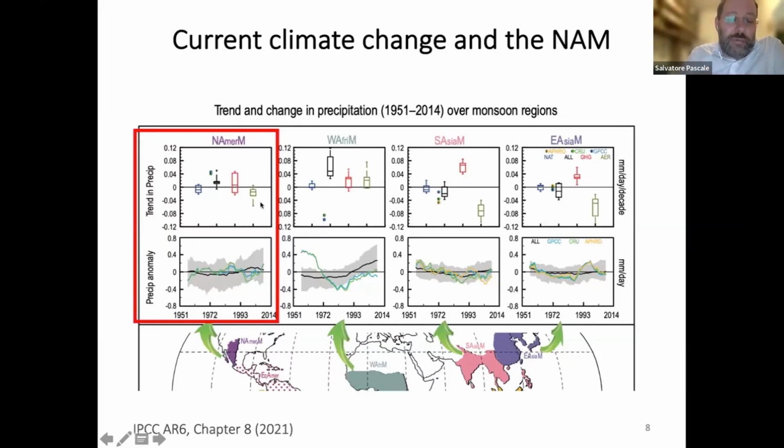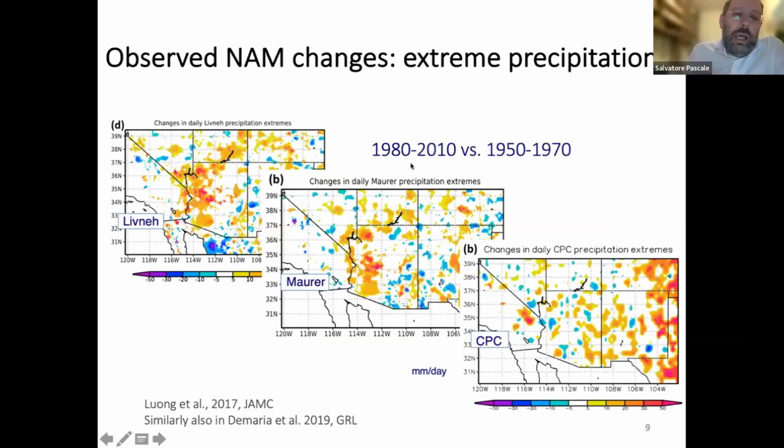And simulations of coupled models also tend to show a weak trend, which seems to arise from a compensation between the aerosol effect and the greenhouse gas effect. But it's not as strong as, for example, in the case of the South Asian monsoon, okay, where the two contrasting effects are really large. So a more visible trend we can appreciate instead in the extreme precipitation, okay?